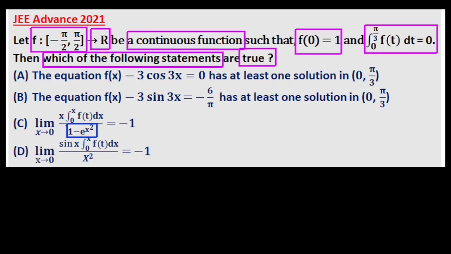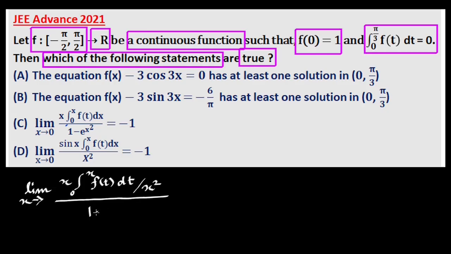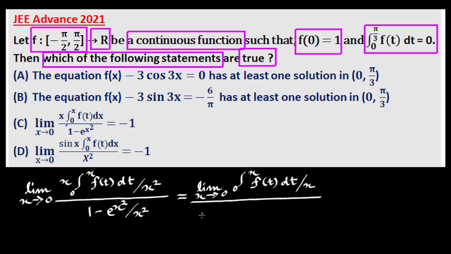So we will start with option C, which is the limit as x tends to 0. We will divide numerator and denominator by x square. So the integral from 0 to x of f(t) dt upon x, upon (1 minus e power x square) upon x square. This will be the limit in the numerator, the limit as x tends to 0 of the integral from 0 to x of f(t) dt upon x, upon the limit as x tends to 0 of minus (e power x square minus 1) upon x square. The limit in the denominator will be minus 1 according to the standard limit.